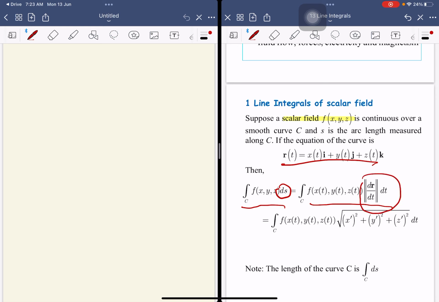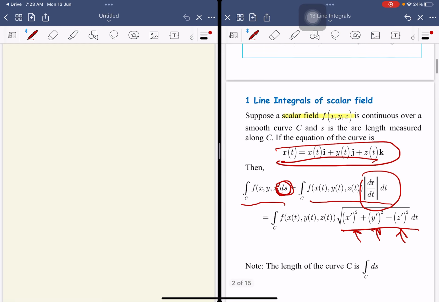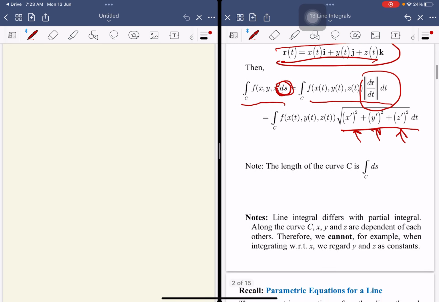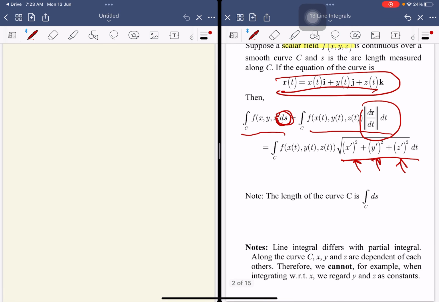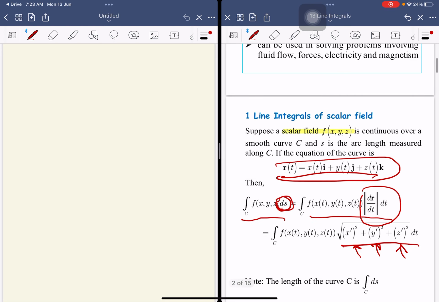Or it can be changed to this one. The term that we need to change in order to replace the ds comes from the equation of the curve. We will see how to solve the line integral for a scalar field. This one is the scalar field, so this one is given.